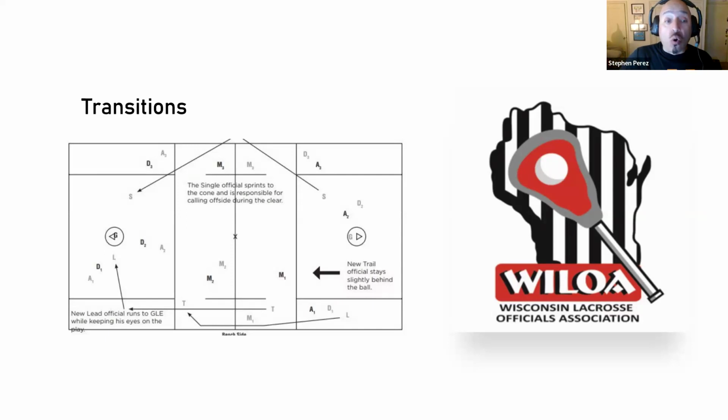So the old lead to new trail, if there's a save by the goalie, we'll have the 4 count. And then it is the single side's responsibility to do the 20 and 10. So he's going to be counting. With that, the lead can be helpful to the single side, just like in 2-man, where if he's in the box, go ahead and signal that he's in to help the single side out. But the single side should have all the counts.